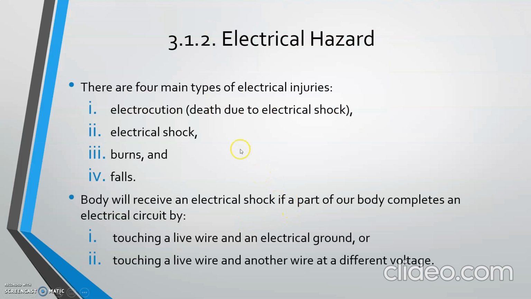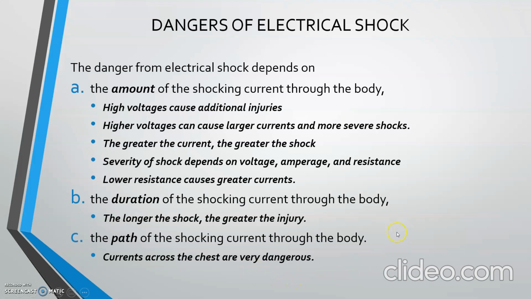So there are four main types of electrical injuries. First one is electrocution, with death due to electrical shock. The second one is electrical shock. The third one is burns, and the fourth is falls. The body will receive an electrical shock if a part of our body completes an electrical circuit by first touching a live wire and an electrical ground, or second, touching a live wire and another wire at a different voltage. So the danger from electrical shock depends on the amount of the shocking current through the body.